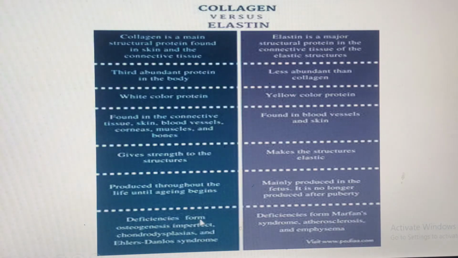And then deficiencies in collagen will result in osteogenesis imperfecta. We will see those ones, as well as chondrodysplasias.